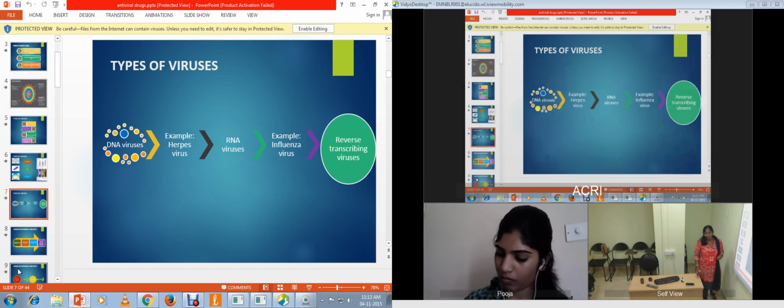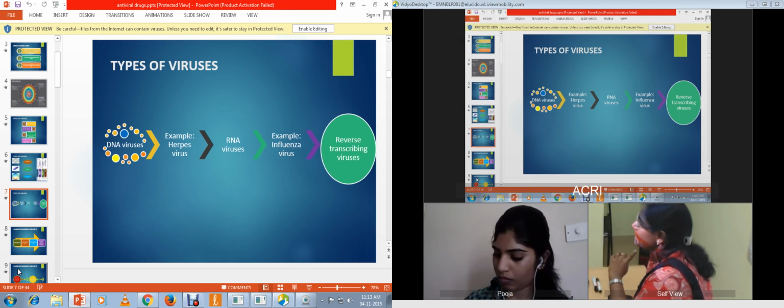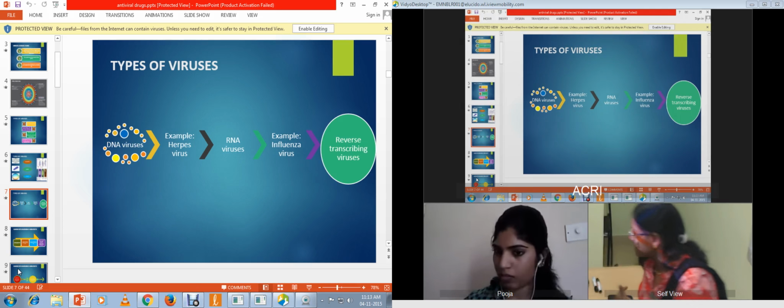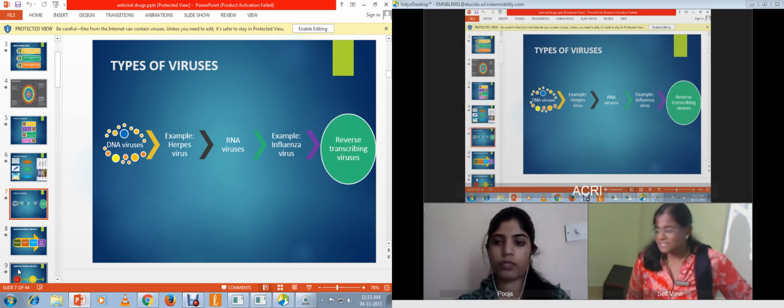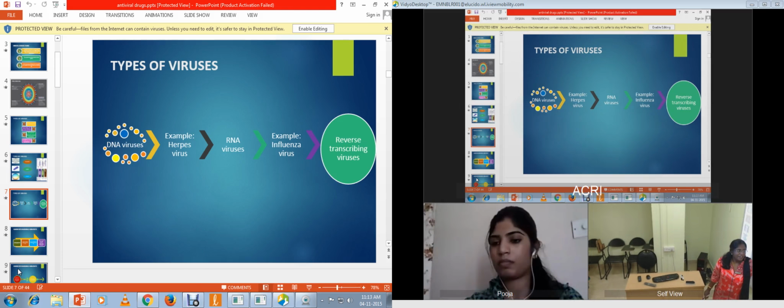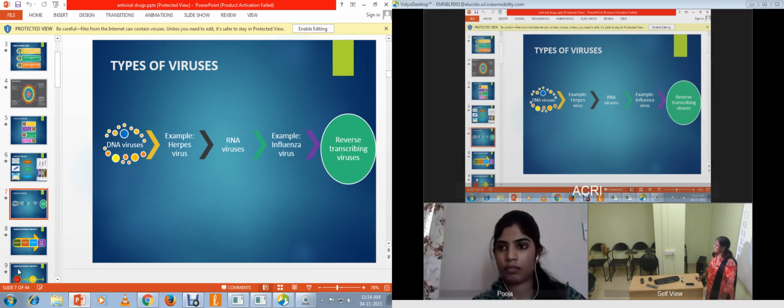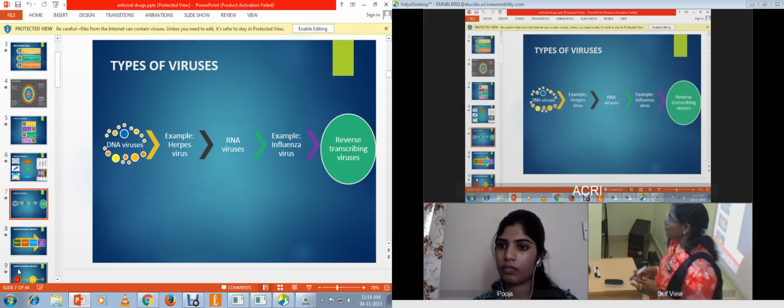Now we come to the types of virus. For DNA virus, an example is the herpes virus. Under herpes you also have 2 types, herpes simplex virus 1 and herpes simplex virus 2. We will see them in detail when we move on to the next slides. For RNA virus, you have the influenza virus, and for reverse transcribing virus, you have the retrovirus. These are the different types of virus, with an example for DNA, RNA and reverse transcribing virus. We will see them one by one.